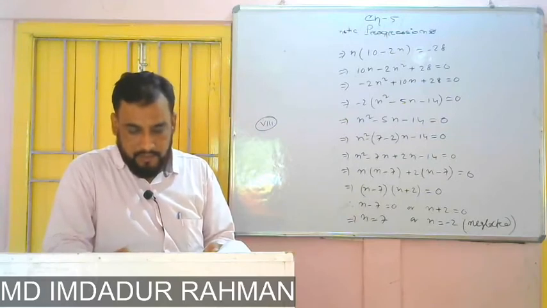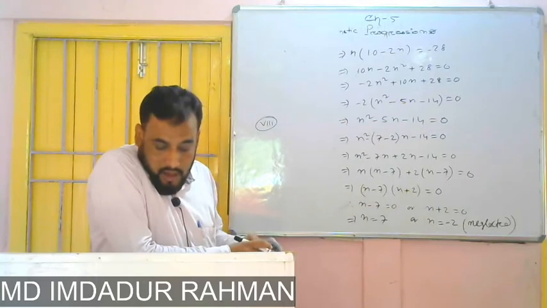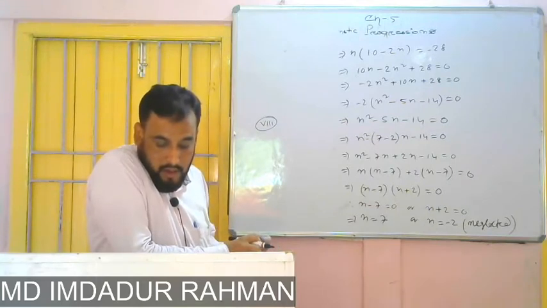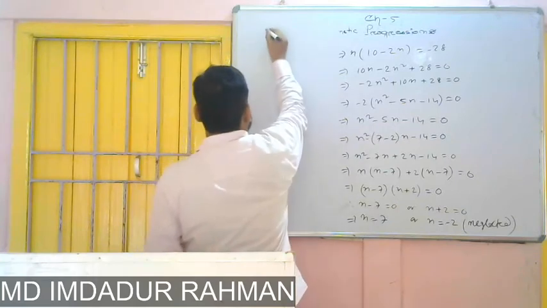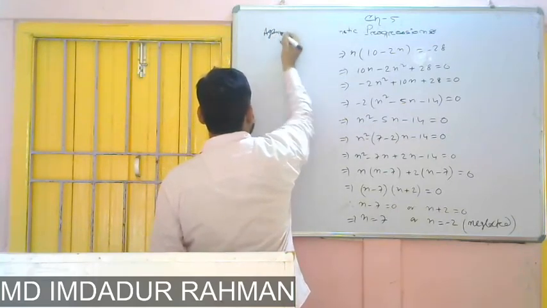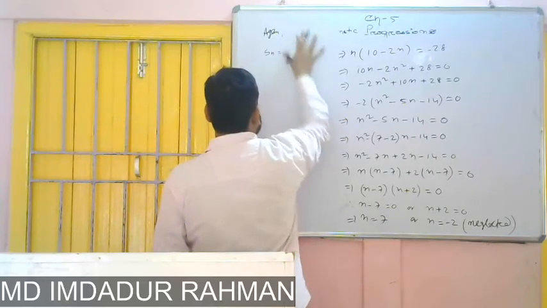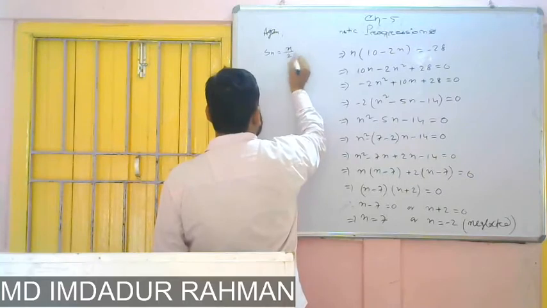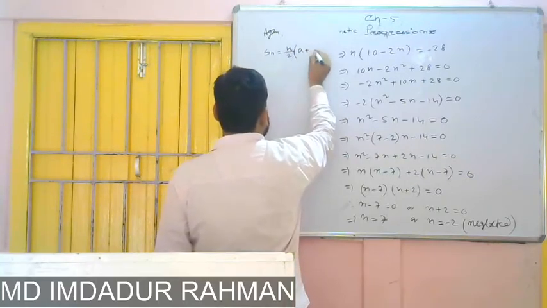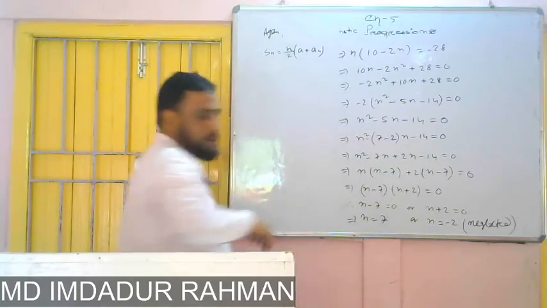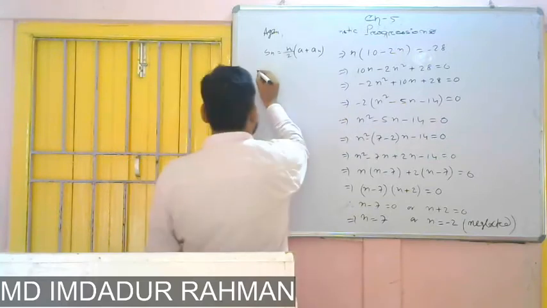Value of n became 7. Now we have to find out a. Now, using the formula of Sn, again I am writing here, again Sn is equal to n by 2 into a plus an. Now put the values, we will get the value of a.